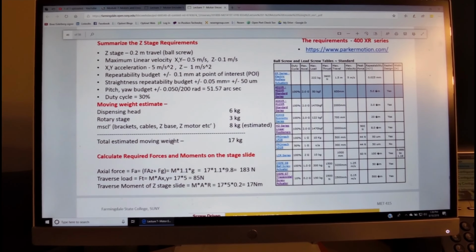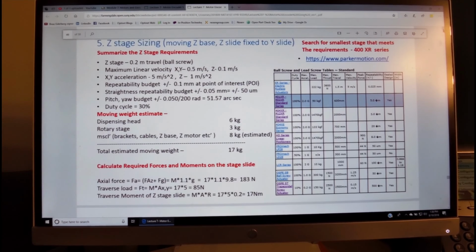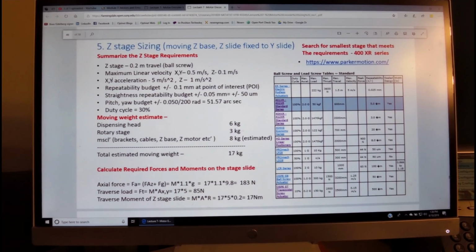To summarize these requirements, we see that for the Z stage, we have this table with the moving weight estimates of the dispensing head, which was given to us, and the rotary stage that we just found and sized. Plus, we always want to keep in mind that there are brackets and cables and motors that we did not size yet, that we want to estimate their weight, and we come up with a total of 17 kilograms estimated moving weight for the Z stage.